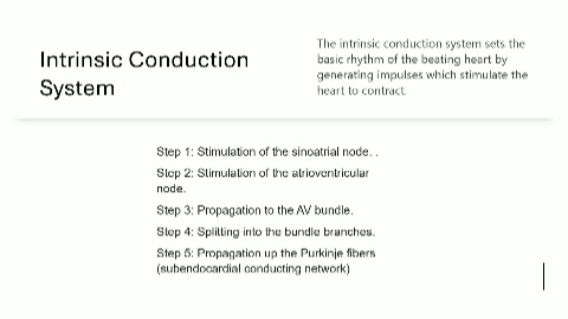Coming to the intrinsic conduction system. The intrinsic conduction system sets the basic rhythm of the beating heart by generating impulses which stimulate the heart to contract. There are 5 steps: stimulation of the sinoatrial node, stimulation of the atrioventricular node, propagation to AV bundles, splitting into bundle branches, and propagation to Purkinje fibers. Okay, these are the 5 steps of the conduction system. Clear?